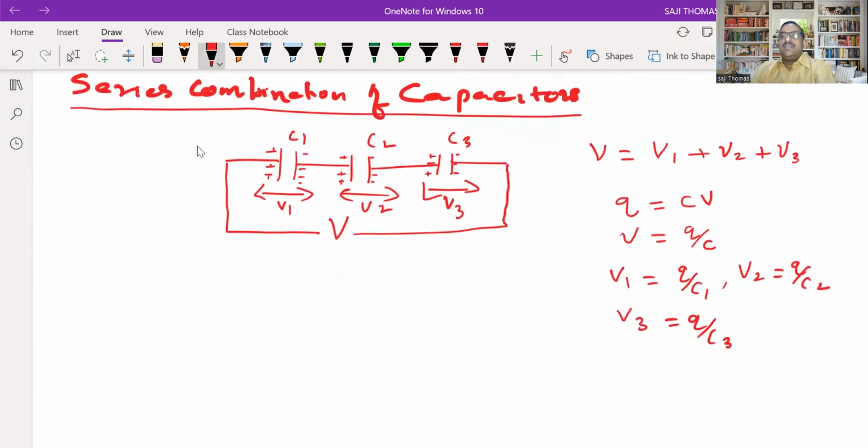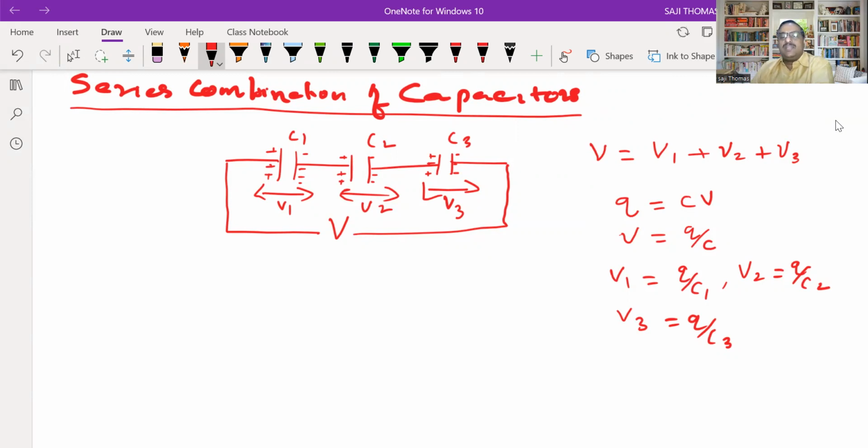If C is the equivalent capacitance, what is equivalent capacitance? It is a single capacitor having a capacitance equivalent to the 3 together. That is known as equivalent capacitance. If we can replace the 3 capacitors by one single capacitor, that is known as the equivalent capacitor. So we can put it in this equation.